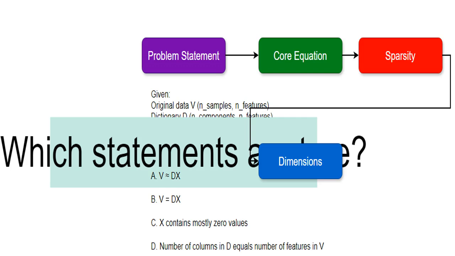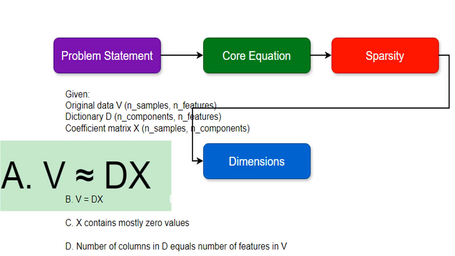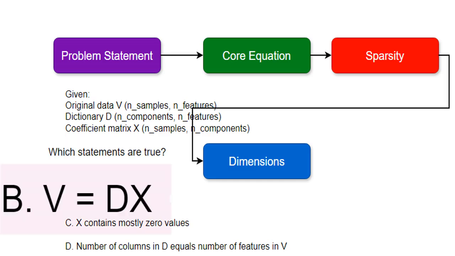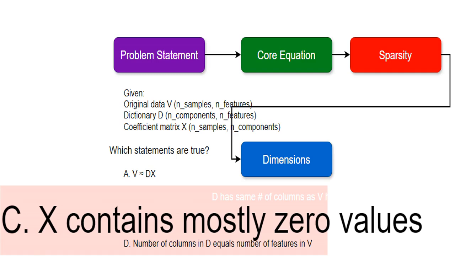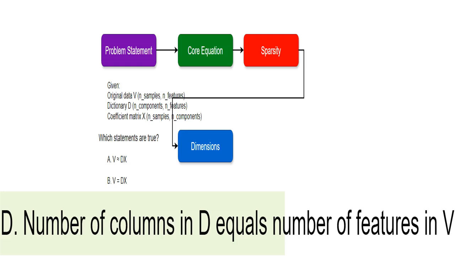This question asks us to evaluate various statements in relation to the core equation of the dictionary learning algorithm. Statement A reflects the approximate reconstruction property of dictionary learning. V is approximately DX. Statement B suggests an exact reconstruction. This is generally not the case because of the sparsity constraint on X. Statement C highlights the sparsity of X, a key feature in dictionary learning. Statement D points out the dimensional consistency between D and V, crucial for the matrix multiplication to be valid.